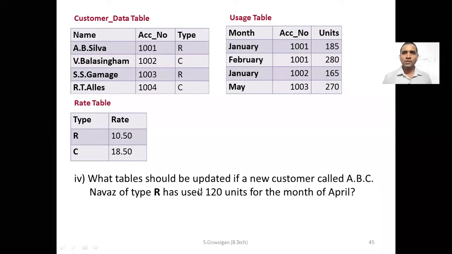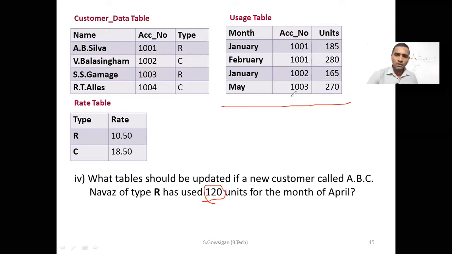Customer data table, usage table. What about the rate table? Will it be updated? No. Okay, look here. Definitely the usage table will be updated, because everyone knows that table has usage units. Since ABC Navas uses 120 units, that must be updated, because this is the table that keeps usage units. So, first answer, usage table, that is okay.